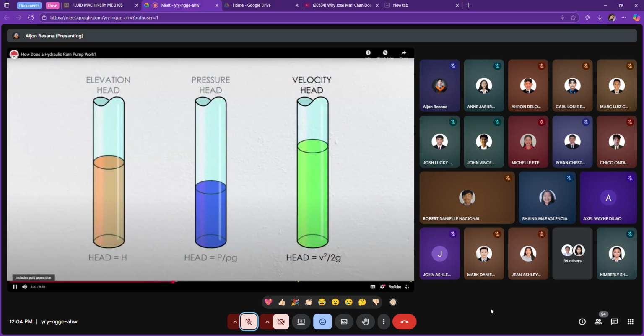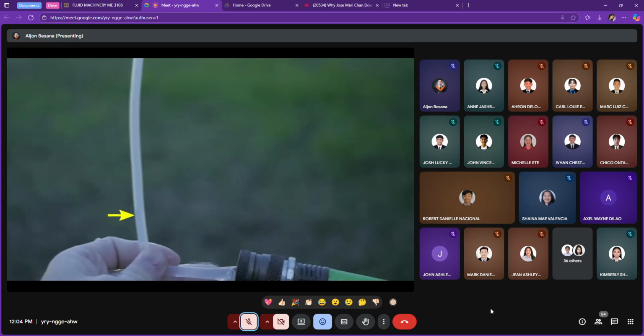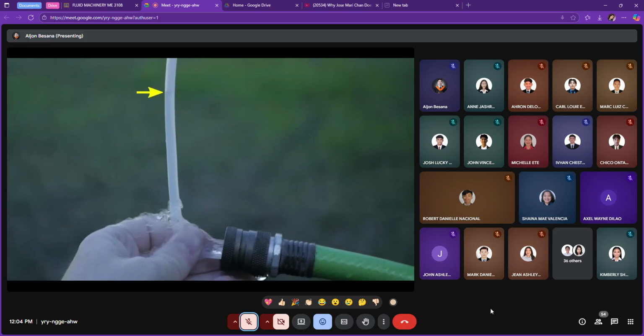The final type of energy is velocity head, which relates to a fluid's kinetic energy. The conversion for velocity head is velocity squared divided by 2 times the gravitational acceleration. I can demonstrate the equivalent column of water using a tool called a pitot tube.